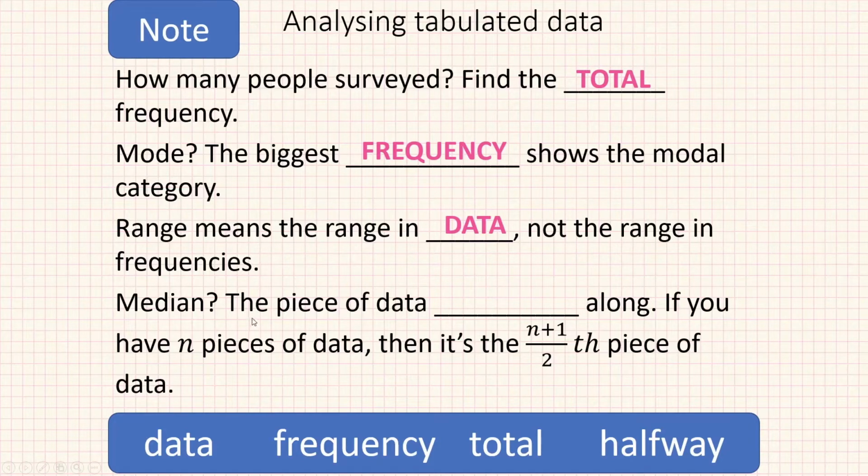The median, the piece of data halfway along. If you have n pieces of data, then it's the (n plus 1) divided by 2 piece of data. The (n plus 1) divided by 2 will give you the position of the median. Okay, so hopefully you are able to do this, and the key thing that's going to come in handy for the rest of this lesson is understanding the total people surveyed. So to find out how many people were in our sample size or in our population, we need to find the total frequency. That's going to be really important in this lesson. The total frequency is how many people are in our sample, in our population, the number of people we surveyed.